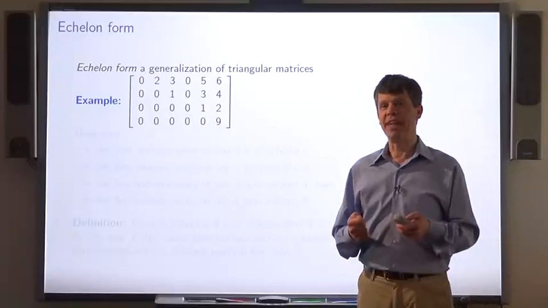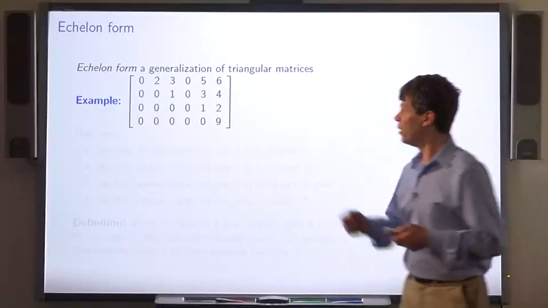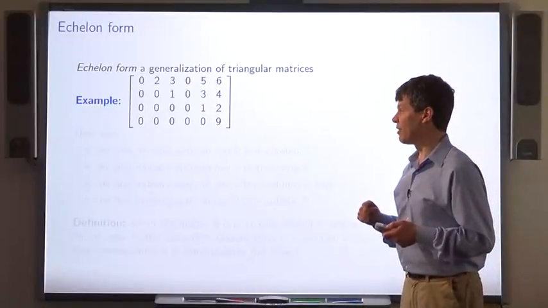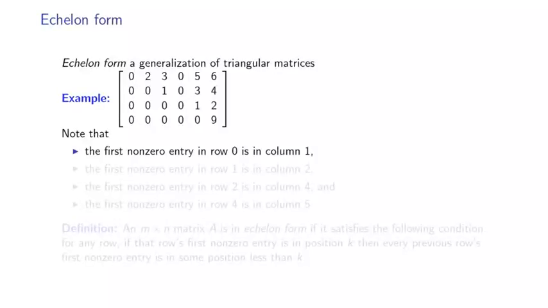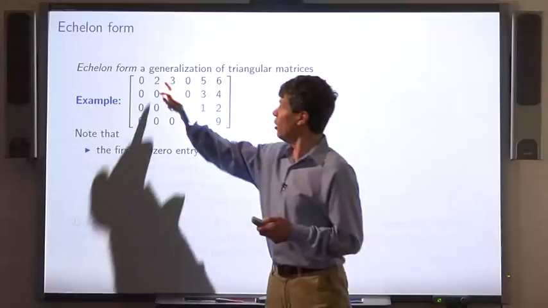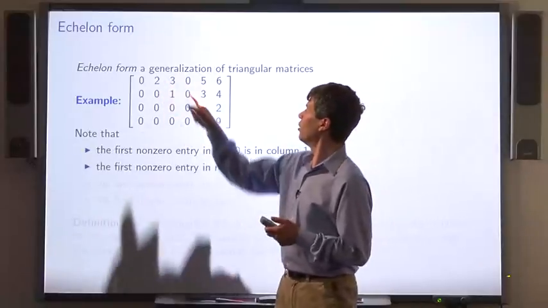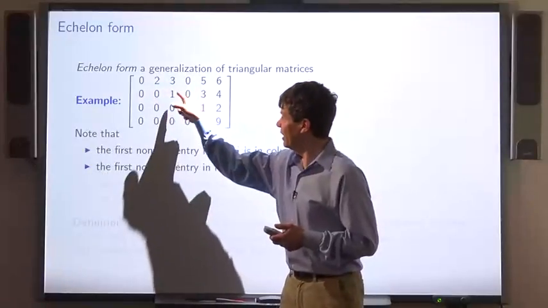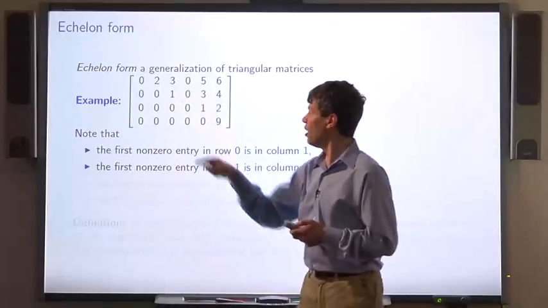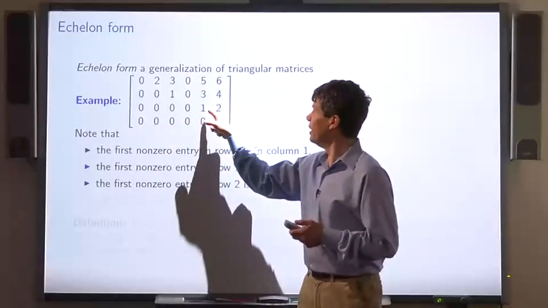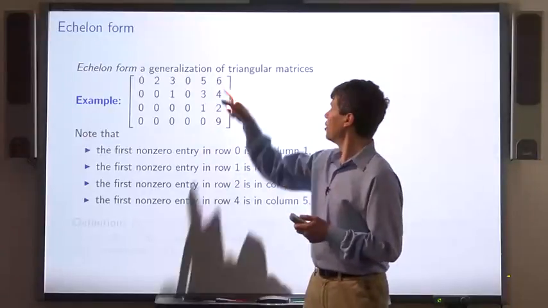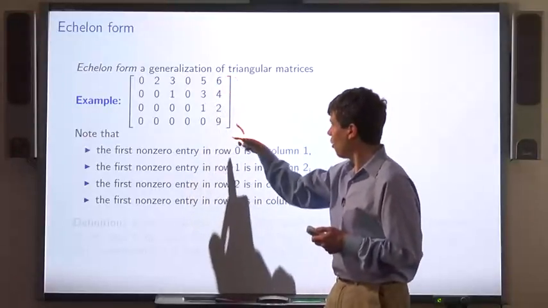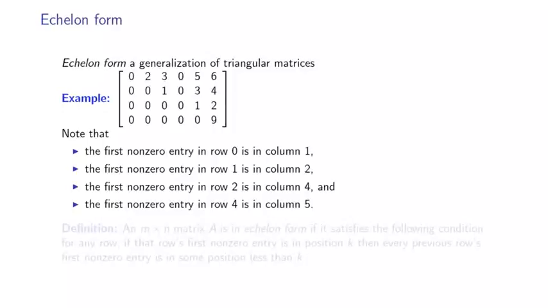The method is based on the idea of echelon form. Well, here's an example of a matrix in echelon form. Now notice that the first non-zero entry in row 0 is in column 1. The first non-zero entry in row 1 is in column 2. The first non-zero entry in row 2 is in column 4. And the first non-zero entry in row 4 is in column 5.